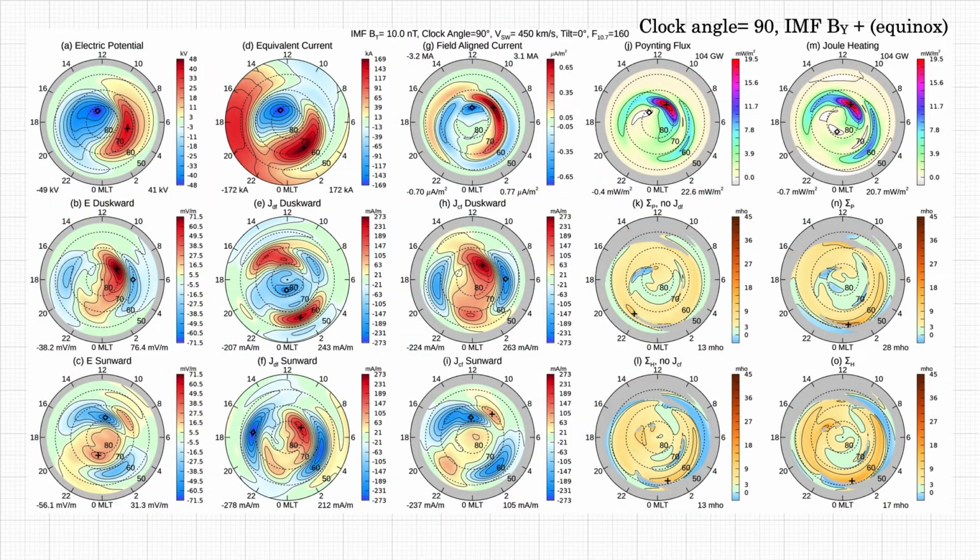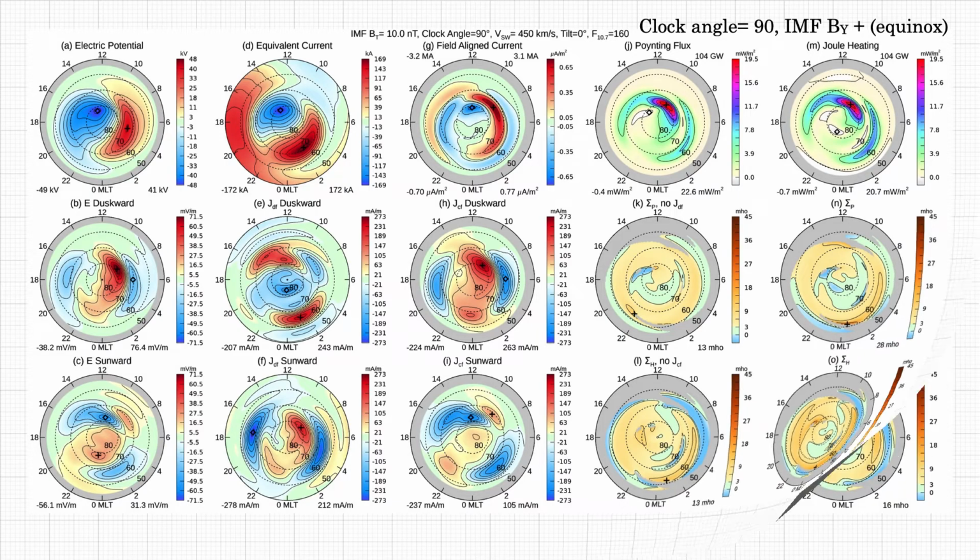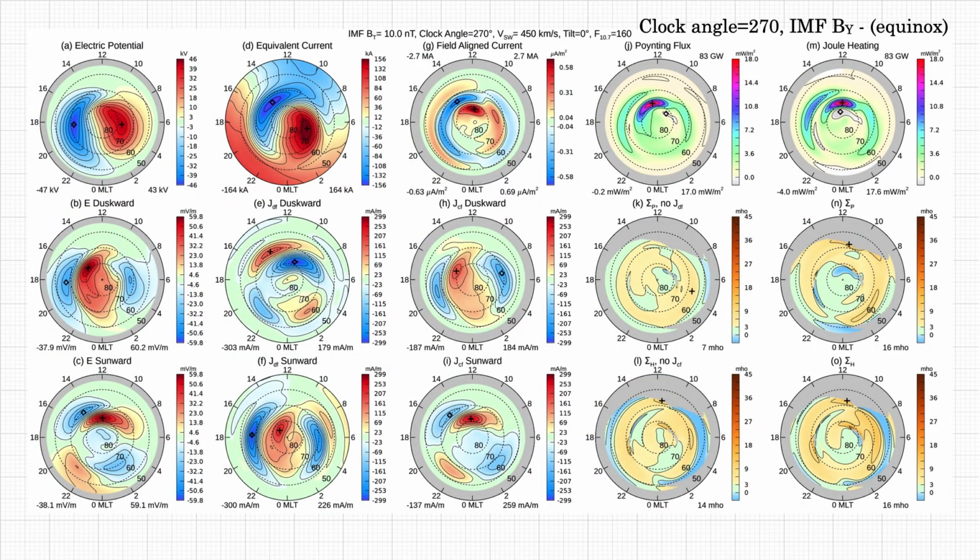This page shows similar results with a change of the IMF clock angle to 90 degrees, whereas the previous page was for a clock angle of 180 degrees or southward. This is for plus Y orientation. Now on this page, the clock angle is changed to 270 degrees or a negative BY orientation.